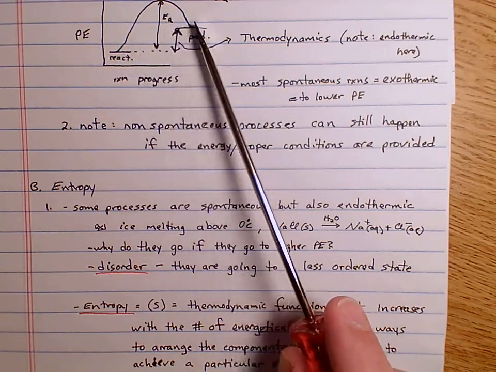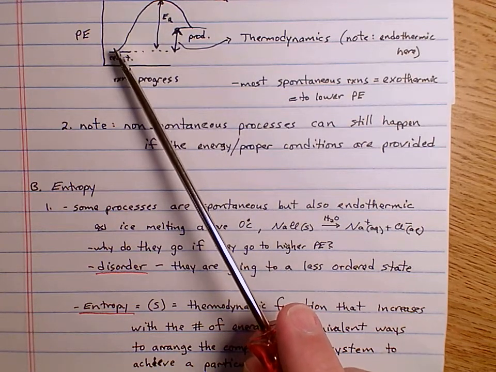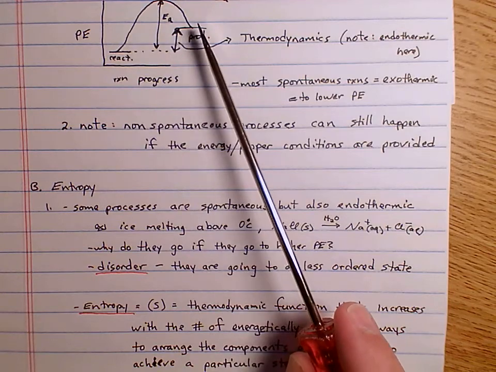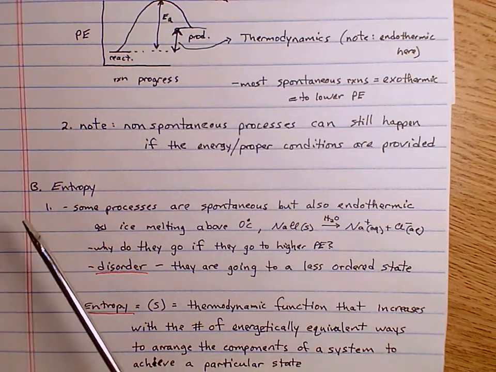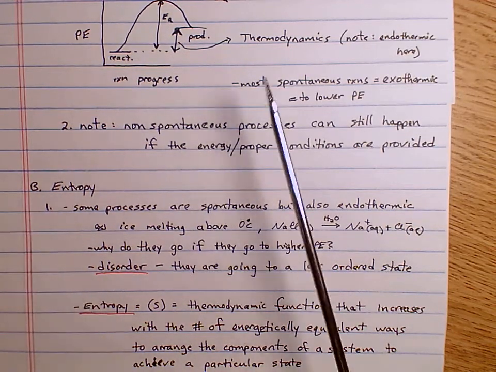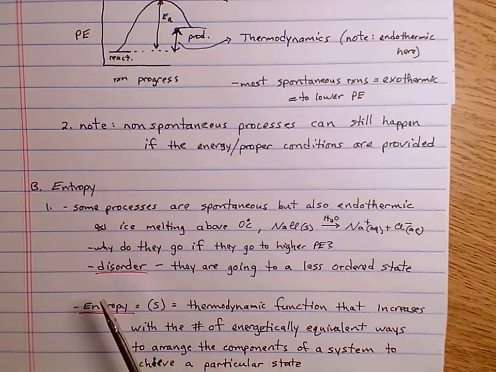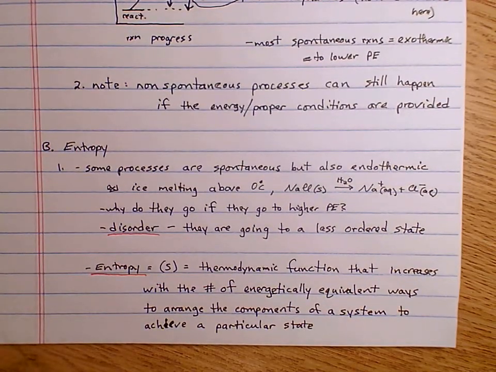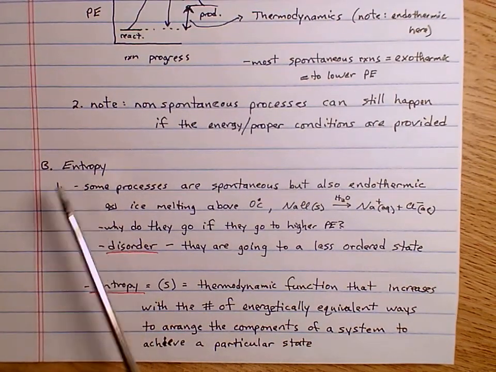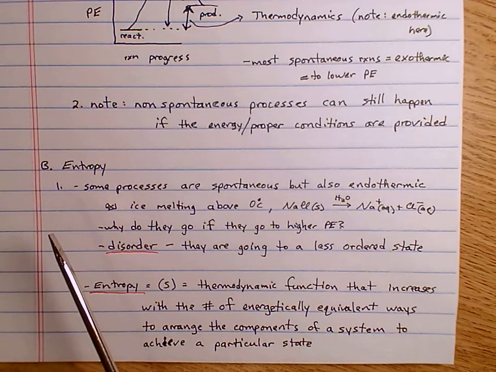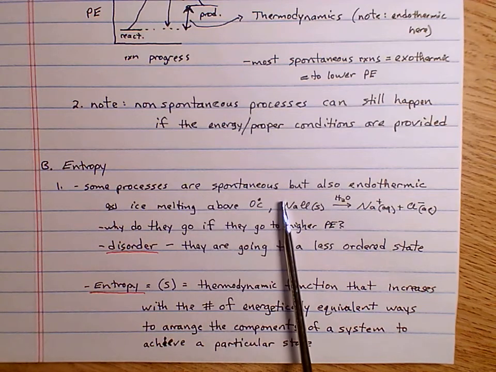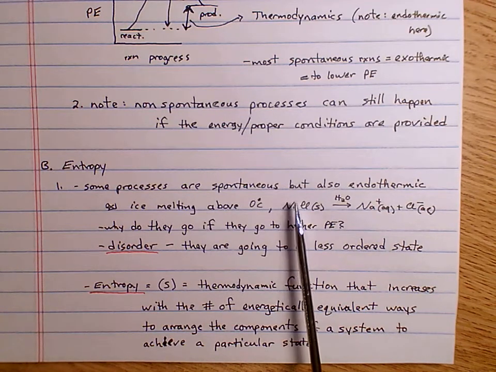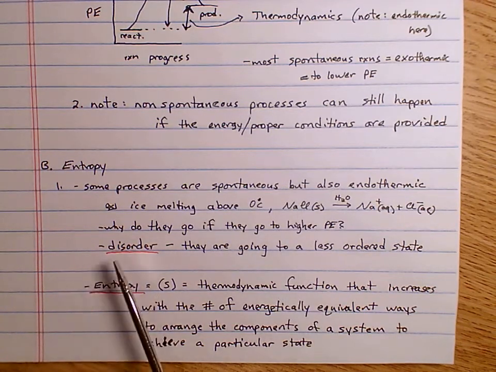How can this happen? How can a reaction occur if the products are at higher potential energy? That's just not the way spontaneous reactions tend to go. They realize there must be another term in there, another issue to look at, and that issue is entropy. Some processes are spontaneous, but endothermic.